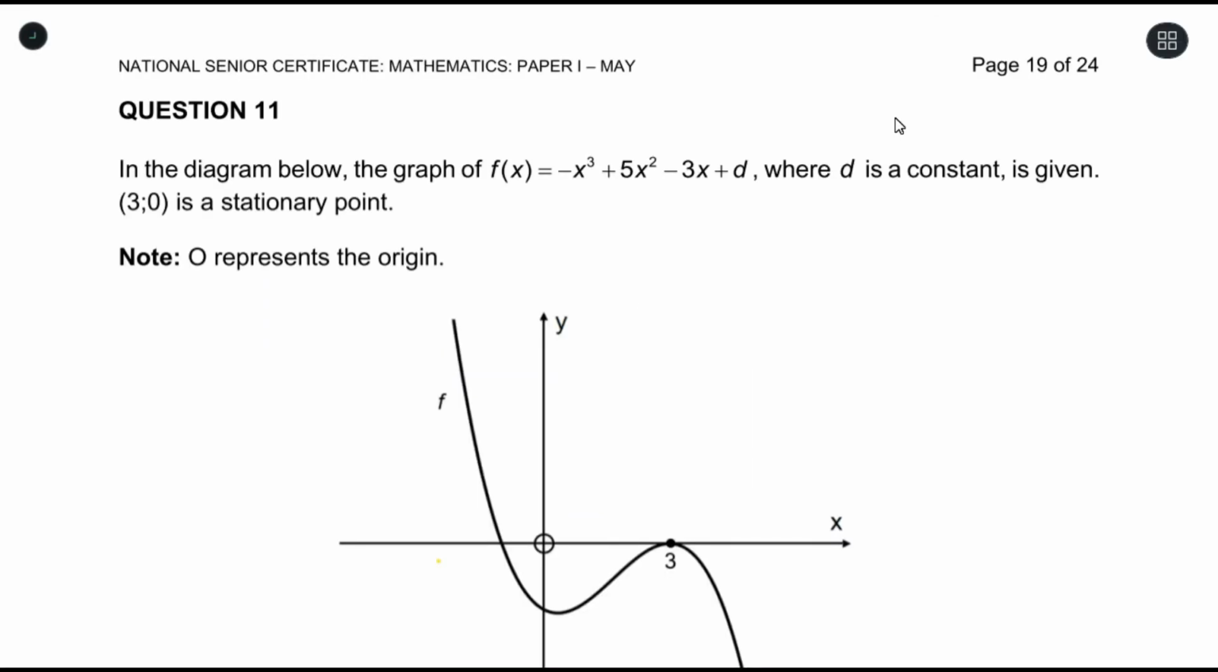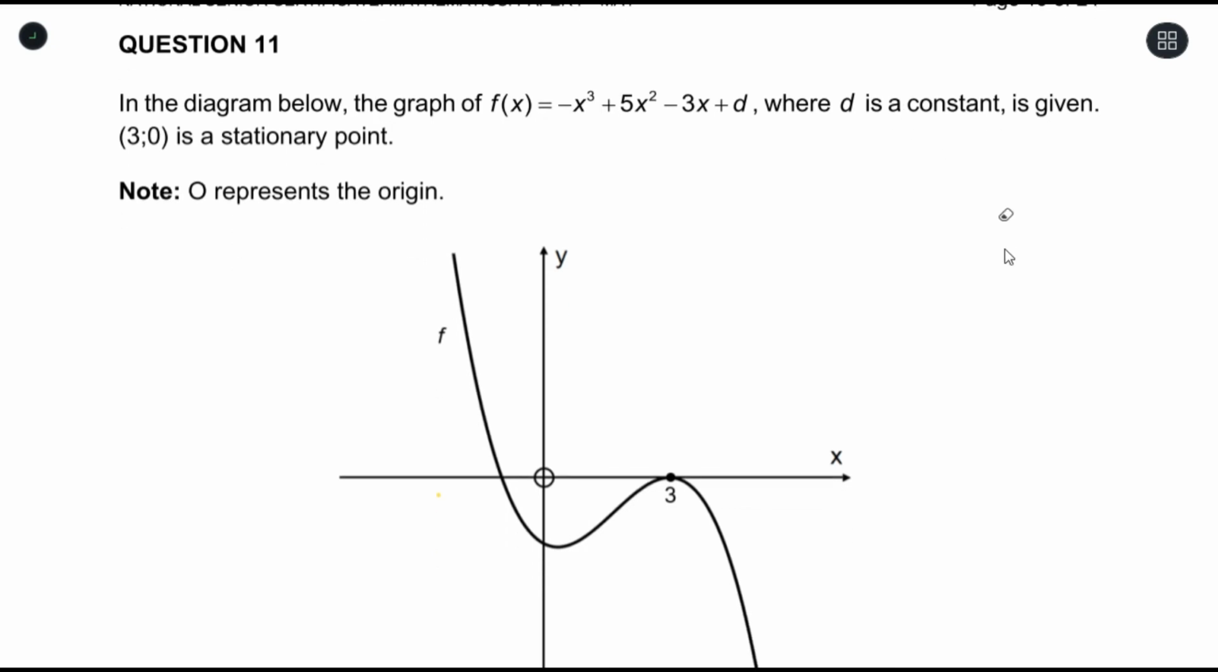Question 11. Now this question says in the diagram below, the graph of f(x) is equal to negative x cubed plus 5x squared minus 3x plus d, where d is a constant. It is given. Now we're told that (3, 0) is a stationary point. Now O represents the origin, which we see over here. So this is our graph. We can see our stationary point, which is also our turning point for this cubic function.